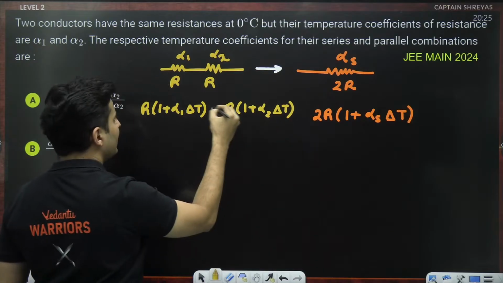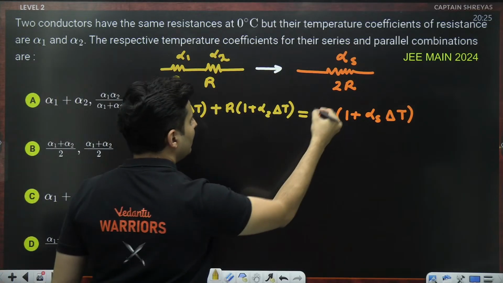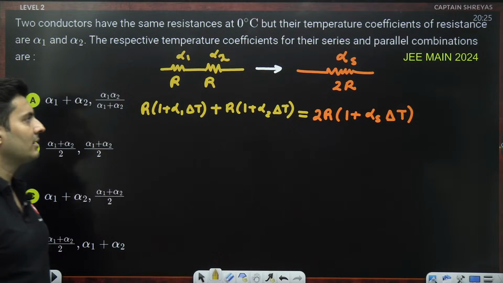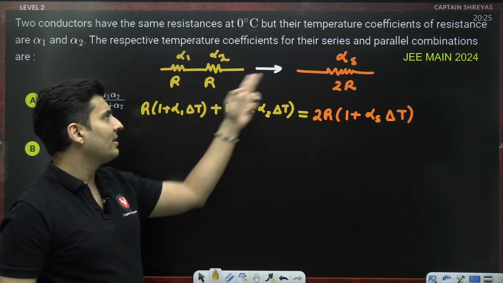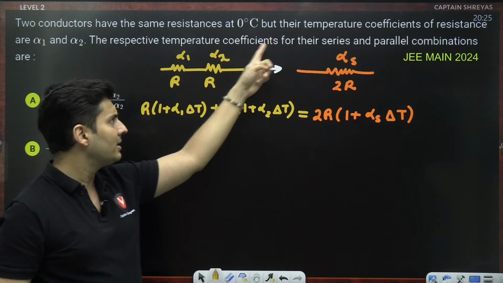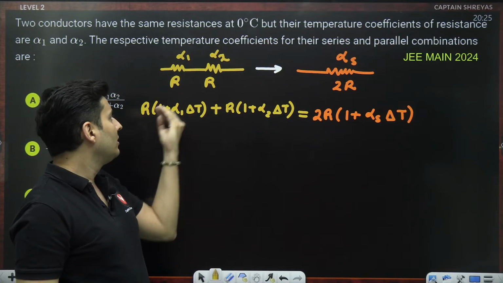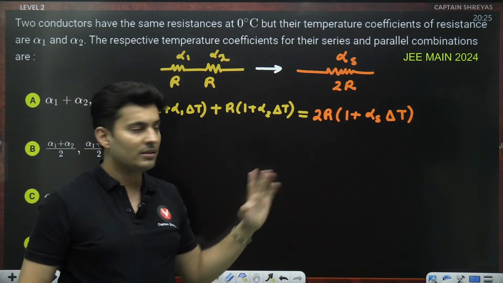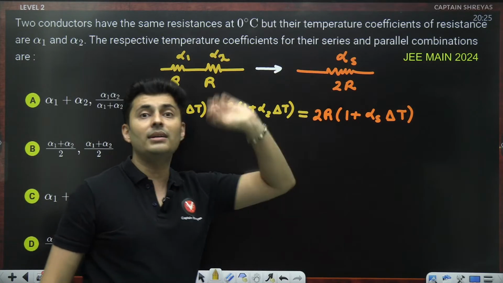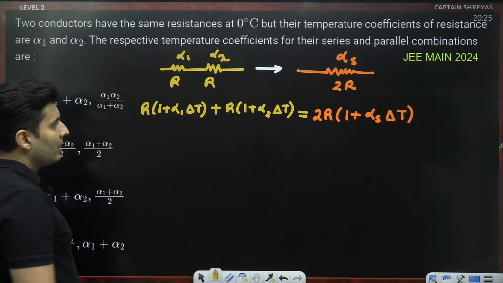And since they are in series, I will add them to get this equivalent resistance. Is this equation clear? These resistances are the base resistances at 0 Celsius. At some temperature, the new resistances will be adding to give you the new equivalent resistance. This stands for the equivalent thermal coefficient. Now, what do you do?